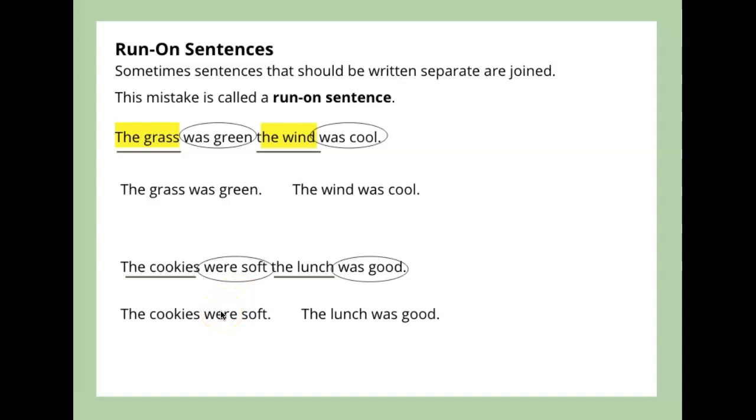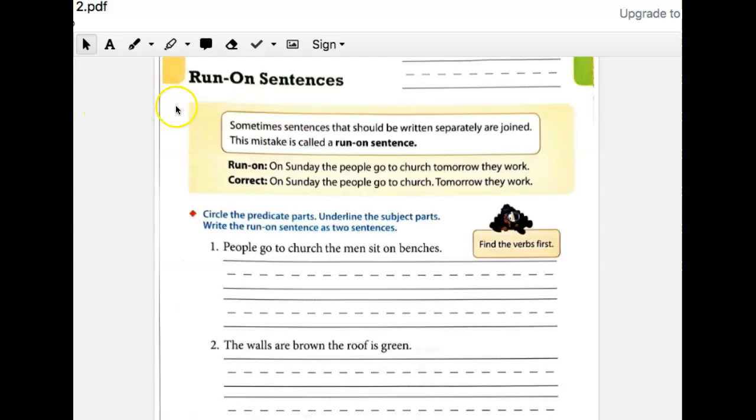Let's now go to page 292. So today we learned that sometimes sentences that should be written separately are joined. And this mistake is called a run-on sentence.